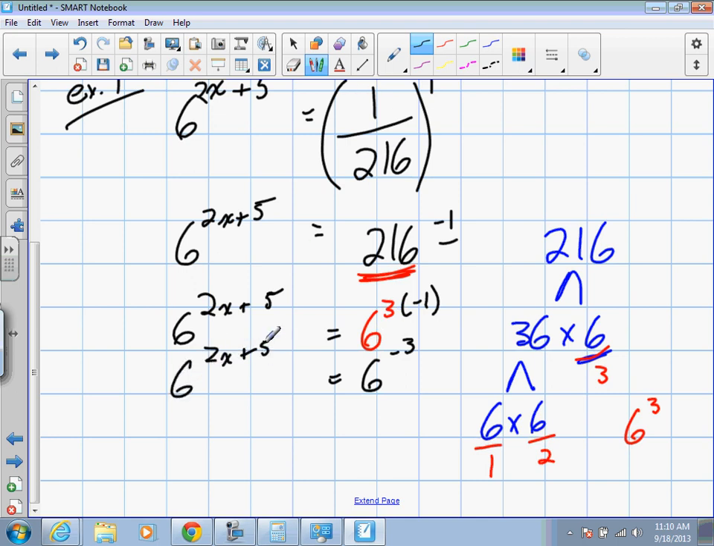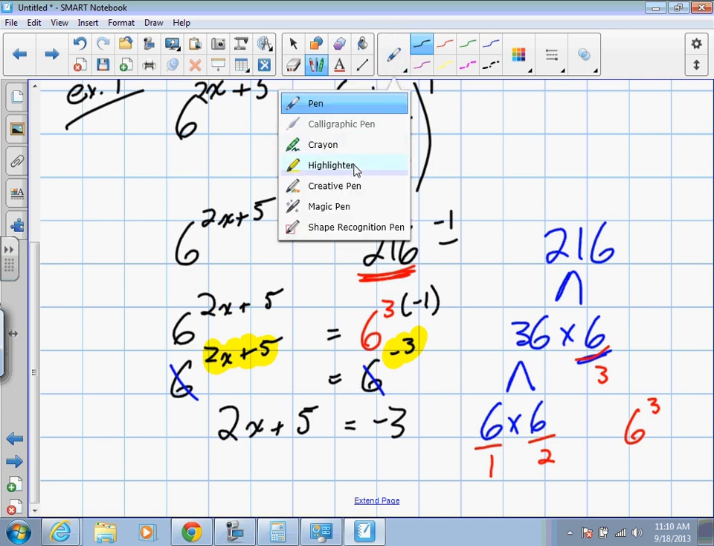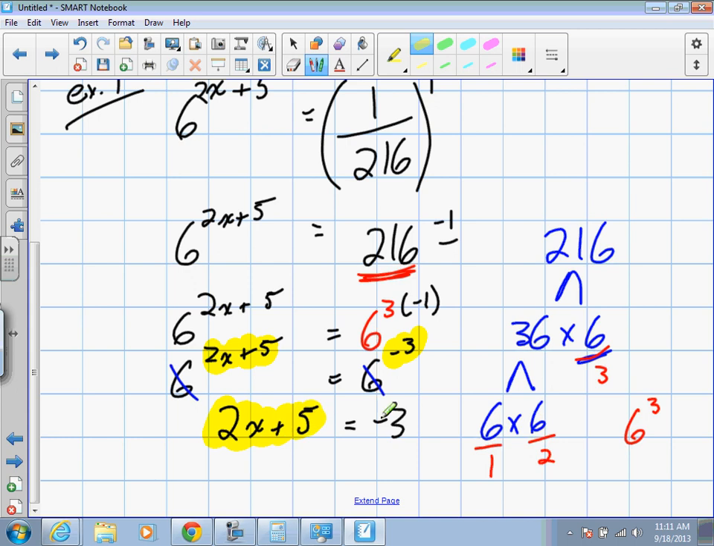So now that we've done that, our bases are the same. Once the bases are the same, we want to focus on just the exponents. That's right. We can cancel out those bases and just rewrite our exponents, being 2x plus 5 is equal to negative 3. Okay? I need to get the x by itself. I'm going to highlight that so you just see those two steps together. We're now just focusing on those.